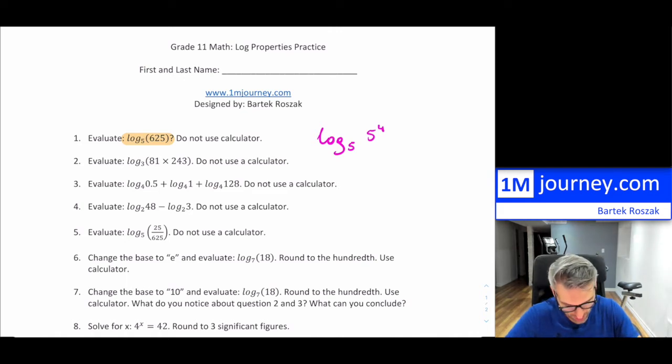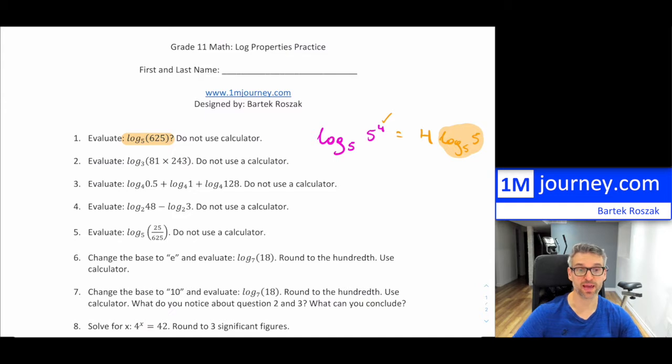Now, the property that we're going to use is we know that we can bring the exponents within here right to the front. So this is going to be 4 multiplied by log base 5 of 5. But this right here, log of a base of the base, is just simply equal to 1. So 4 times 1 is just 4. And right away, you could have been able to say that as well. So the answer to question 1 is 4 without using any kind of calculator.